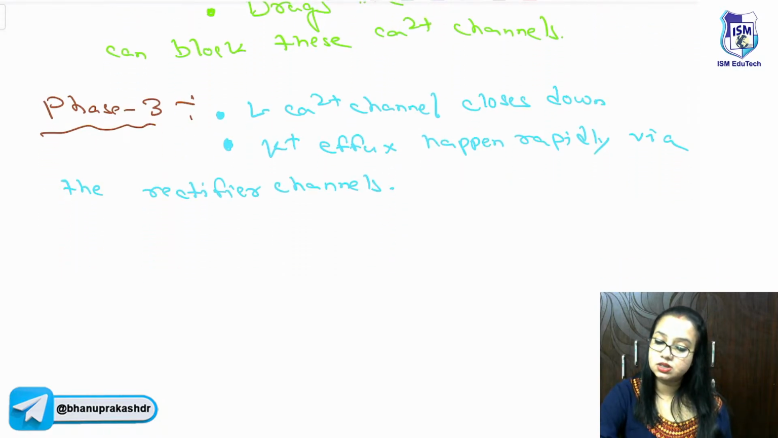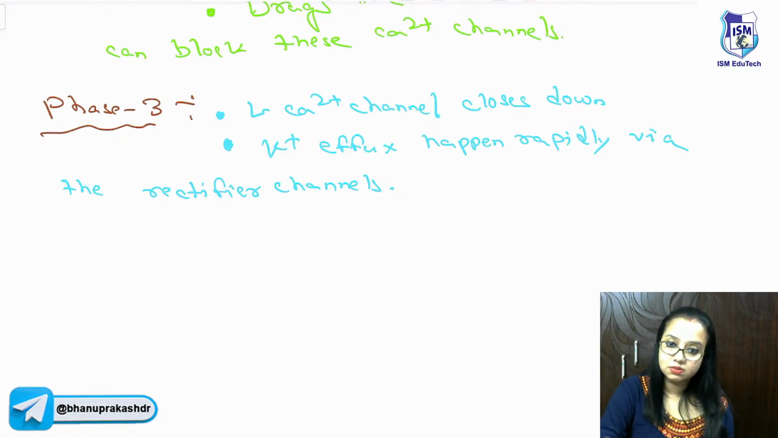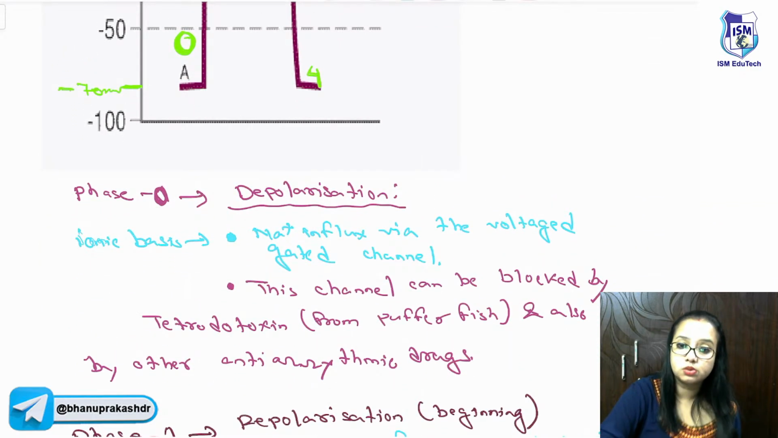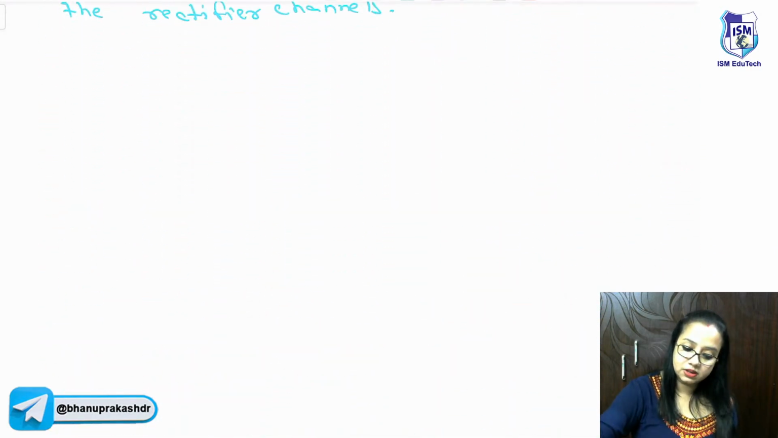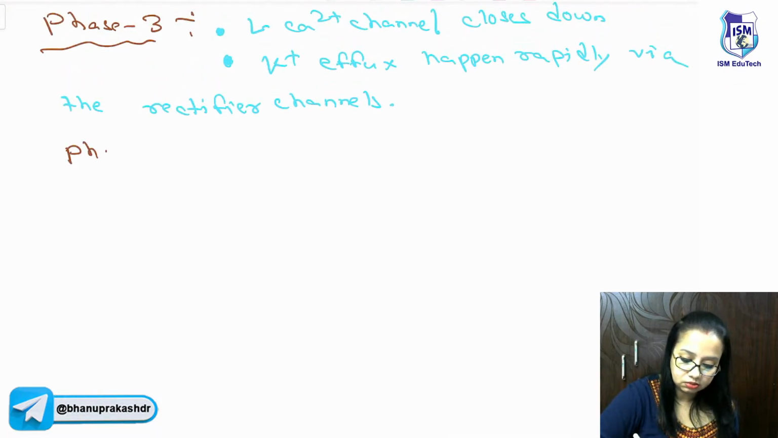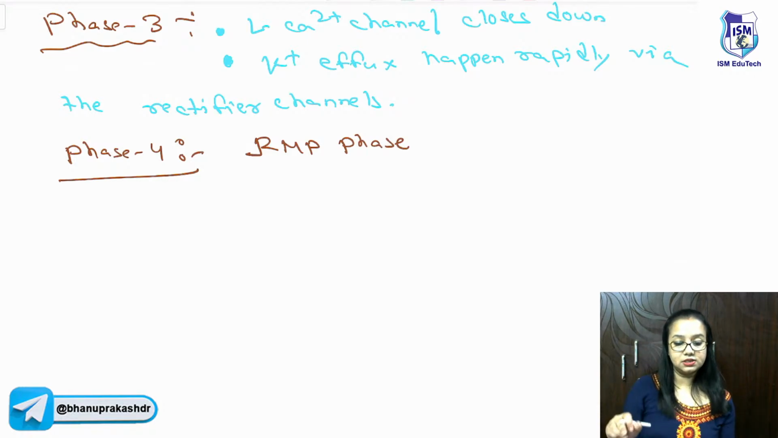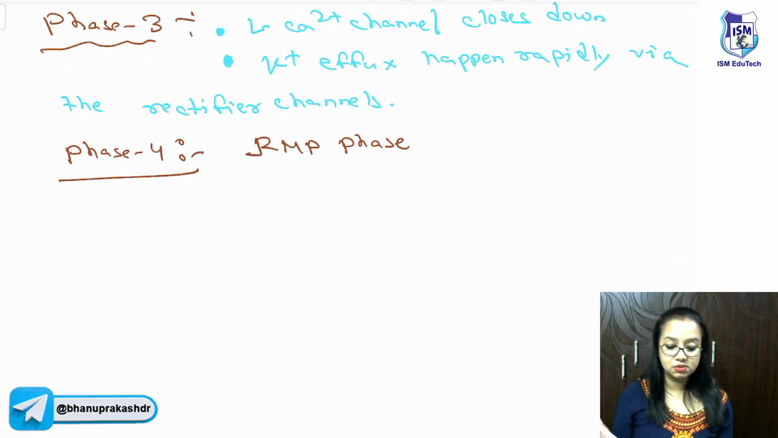So phase 3 causes the efflux of the potassium, and like 90% of the calcium channels have closed down. Only a few are still open, closing very slowly. Okay, now next comes the last phase, which is phase 4. That is the resting membrane potential phase. After depolarization and repolarization, now it has to come back to the resting membrane potential.